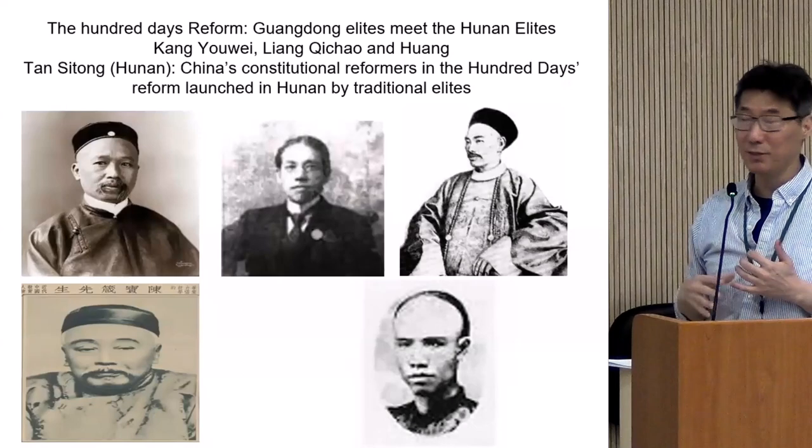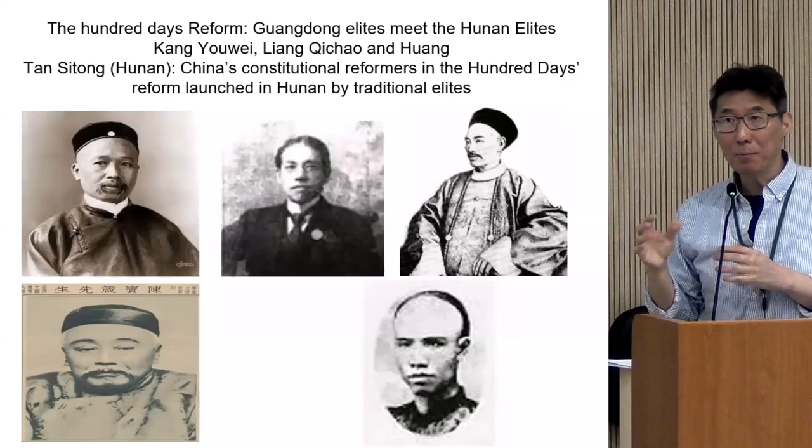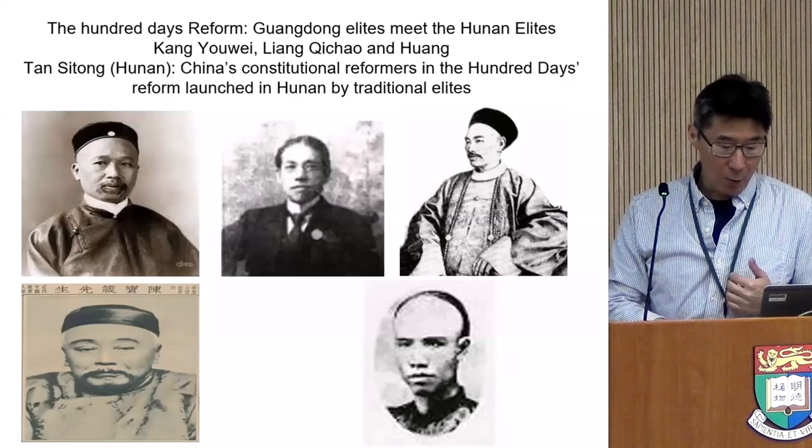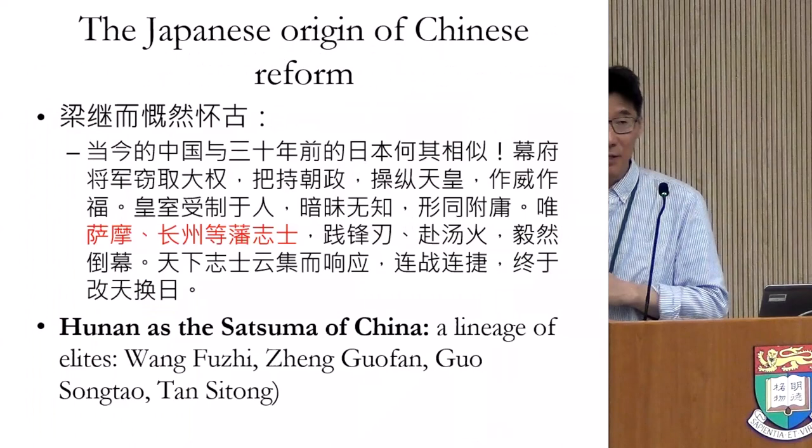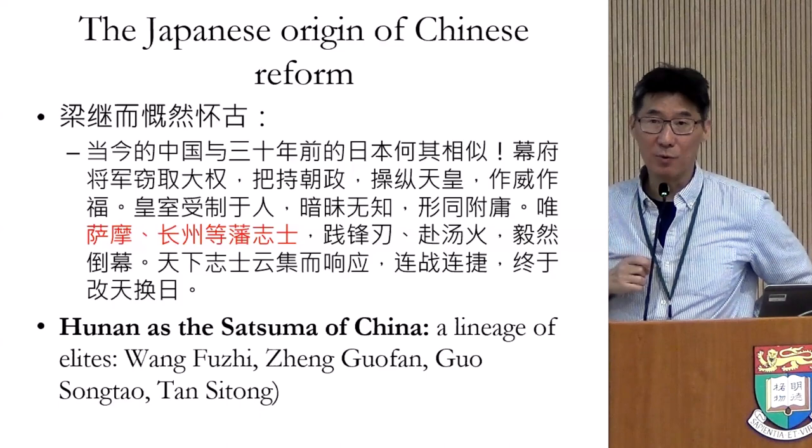This is Tan Sitong, right? He is from Hunan. But the intellectual input is a lot of it coming from elsewhere, and we all know what happened afterward. So one of the things I want to say, I didn't get to translate into English here. Liang Qichao himself, when they did the Hundred Days reforms, they very carefully looked at the Meiji success, right?